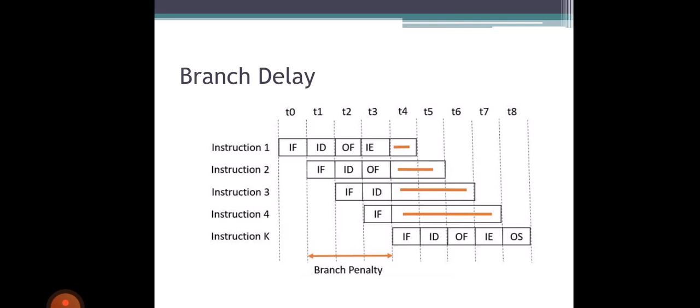Prefetching the target branch address will reduce the branch delay. For example, if the target branch is identified at the decode stage, then the branch delay will reduce to 1 clock cycle.